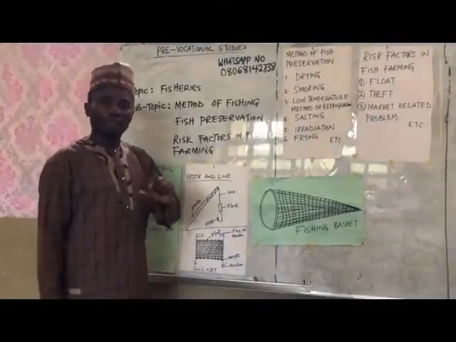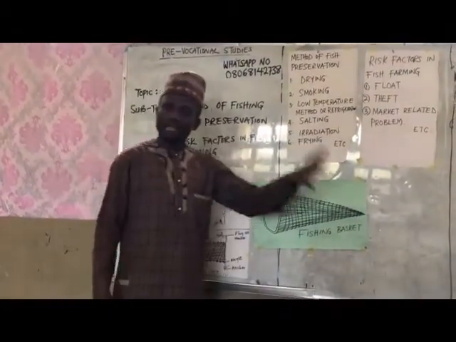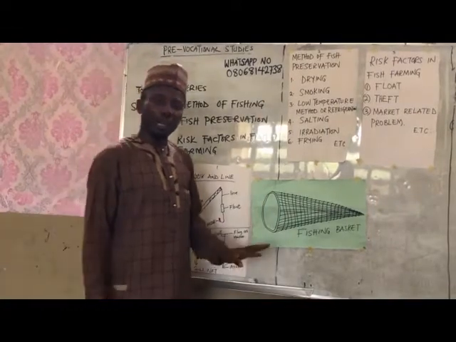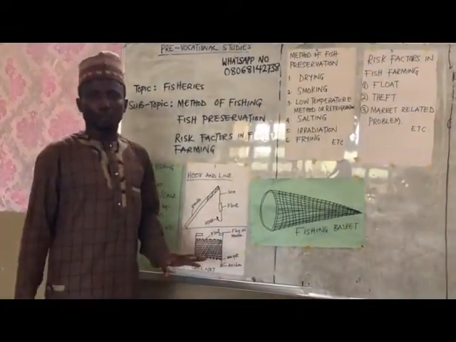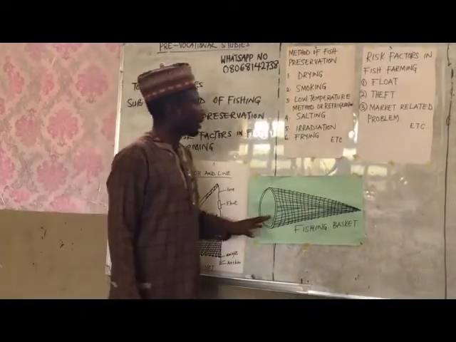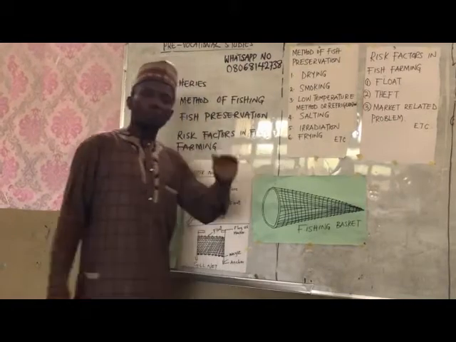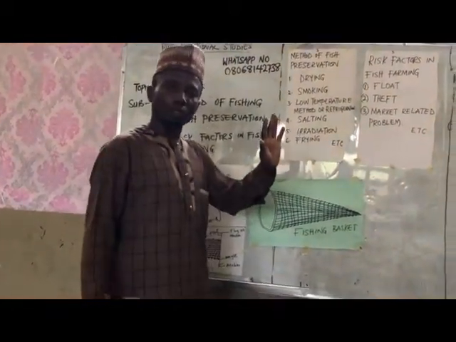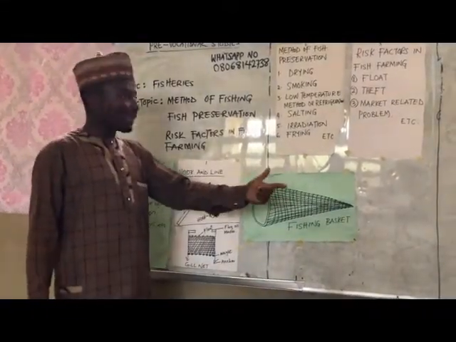Then we have refrigeration, another method. It has been observed that when fishes are subjected to a low temperature, the bacterial activities are reduced. Bacteria or the microbial activities are what? Reduced. So under low temperature, bacteria cannot cause any harm. You get what I'm saying? So they will not be able to multiply to spoil the fish.